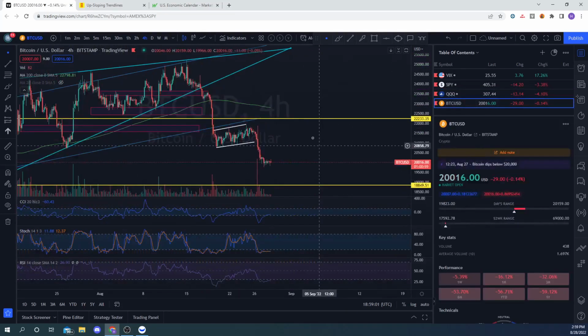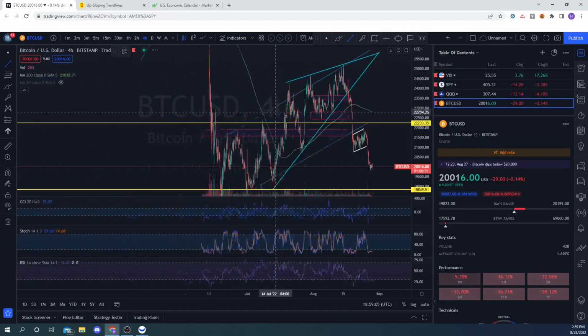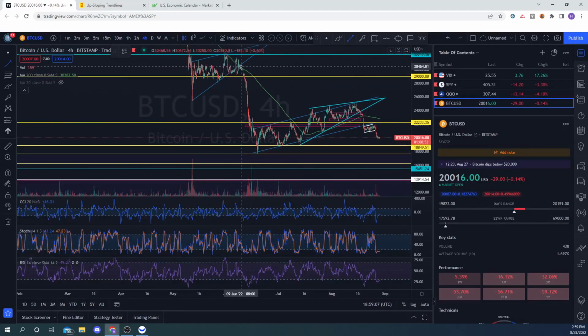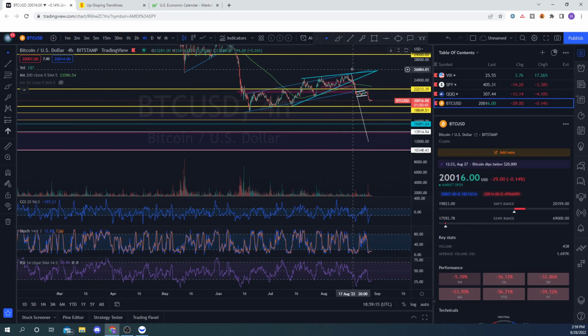All right, but yeah, looking at Bitcoin, we pointed out last time that we could pretty much just take this move right here, and it would most likely be leading to that move right there. All right, and that is how you play pennants on Bolkowski's website.